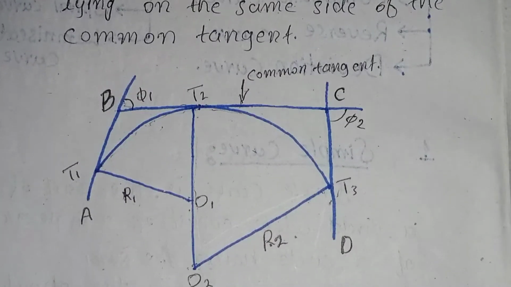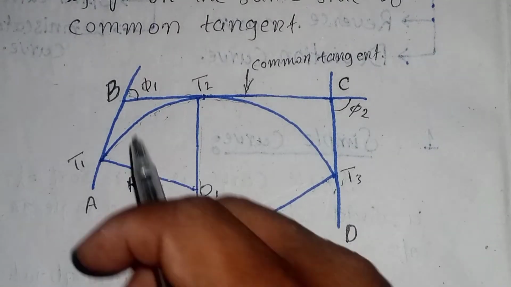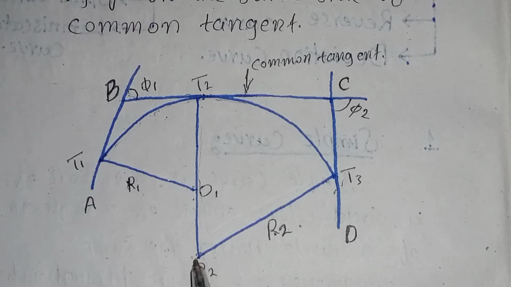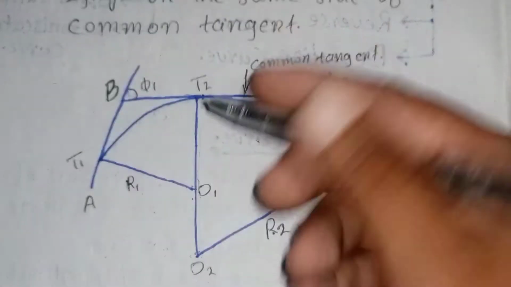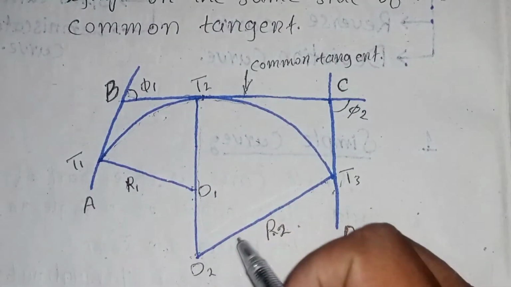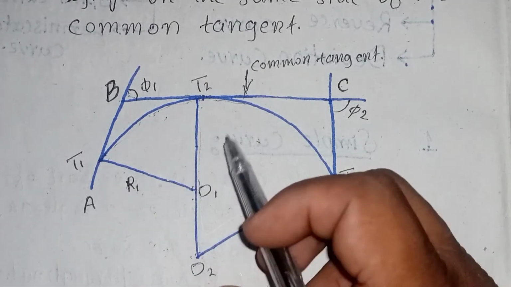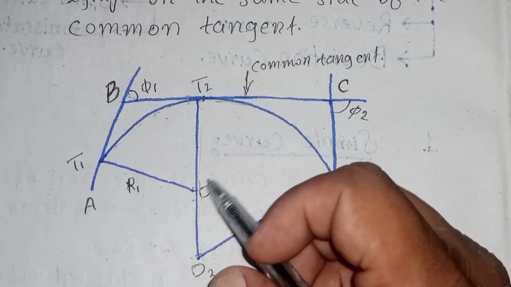So you can see here that this is a tangent line and this is the other tangent line. So we say that a compound curve is the combination of two curves. This is a short curve and this is the long curve, which is the combination of two curves. So this is called a compound curve.